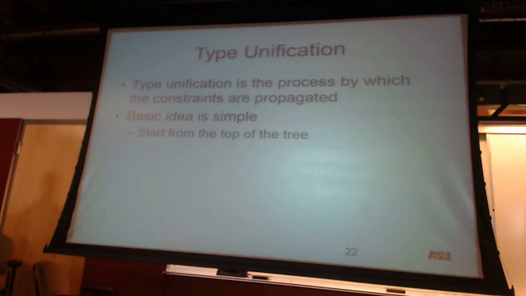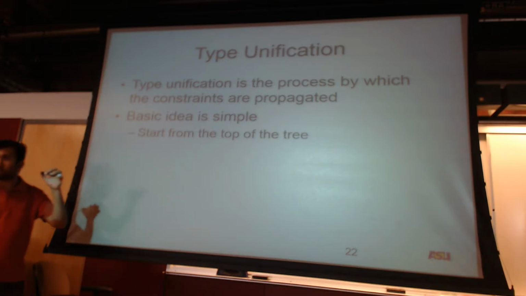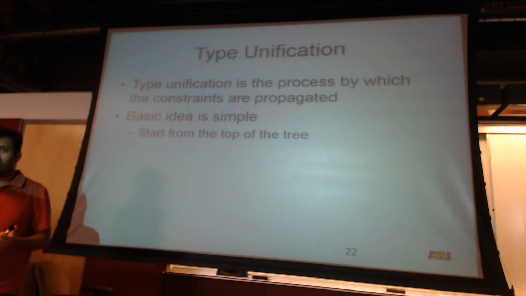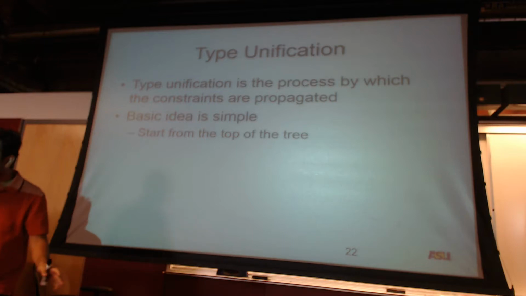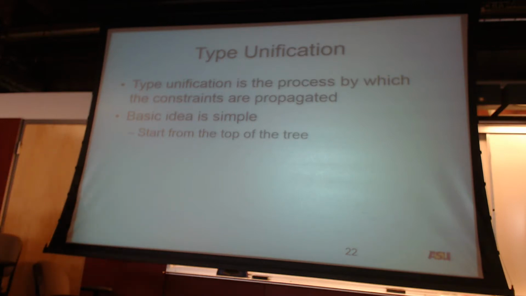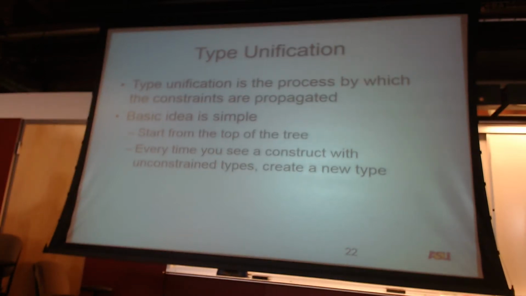So what you do is you start from the top of the tree. Whenever you see a code, you can use those tree representations, right? You can take one line, represent it as a tree, then you go to one node, expand it, again represent it as a tree, and so on. So for every code, you can represent the entire code using a type tree. You start from the top of the tree. Every time you see a construct with unconstrained types, create a new type.